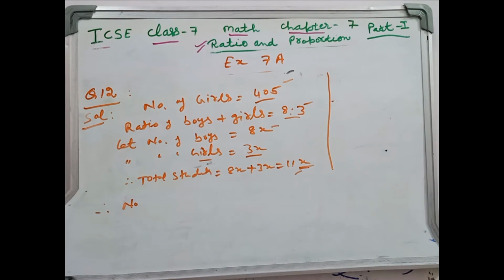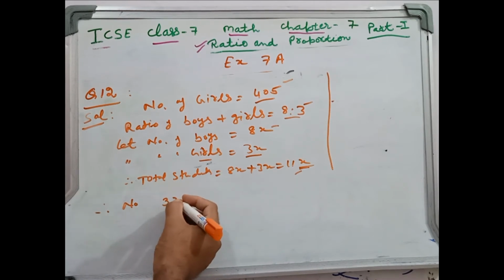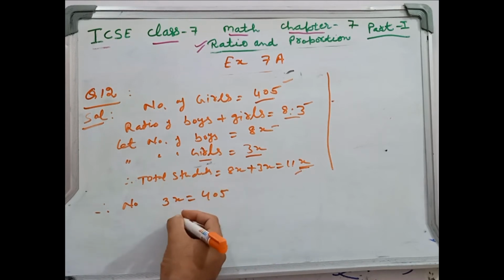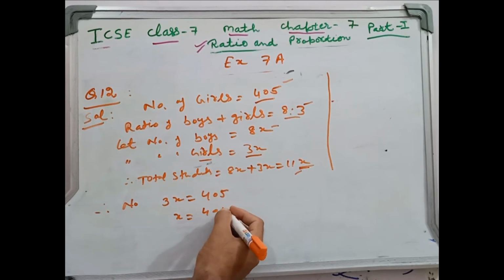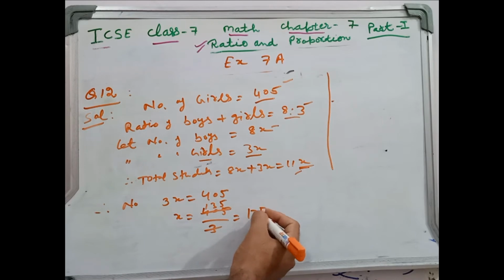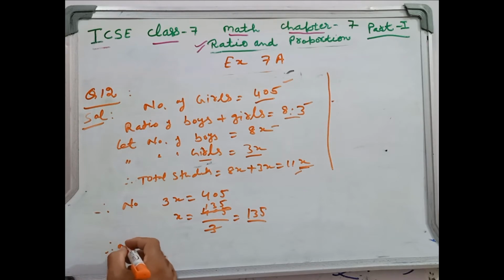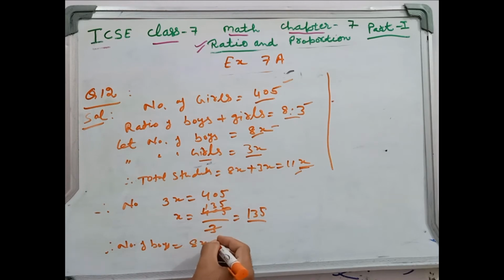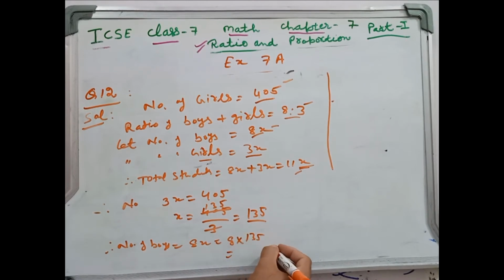So what you will do here is, 3x is equal to 405. We can find the value of x. 405 upon 3, 135. So the value of x we have found out is 135. Right? Therefore, number of boys is equal to 8x, 8 multiplied by the value of x. 8 5s are 40, 8 3s are 24 plus 4 is 28, 8 1s are 8 plus 2.